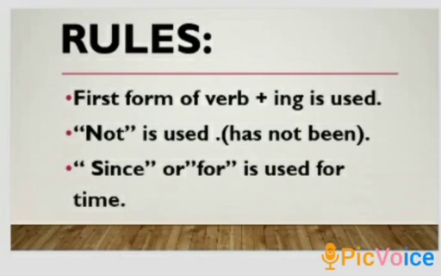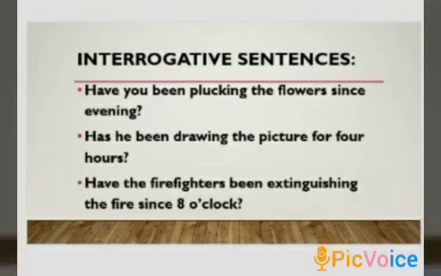Now let's move towards the interrogative sentences. Let's see how we can make interrogative sentences of present perfect continuous tense. Now students, look at the examples of interrogative sentences. See the examples of it. Have you been plucking flowers this evening? Has he been drawing the picture for 4 hours? Have the firefighters been extinguishing the fire since 8 o'clock?